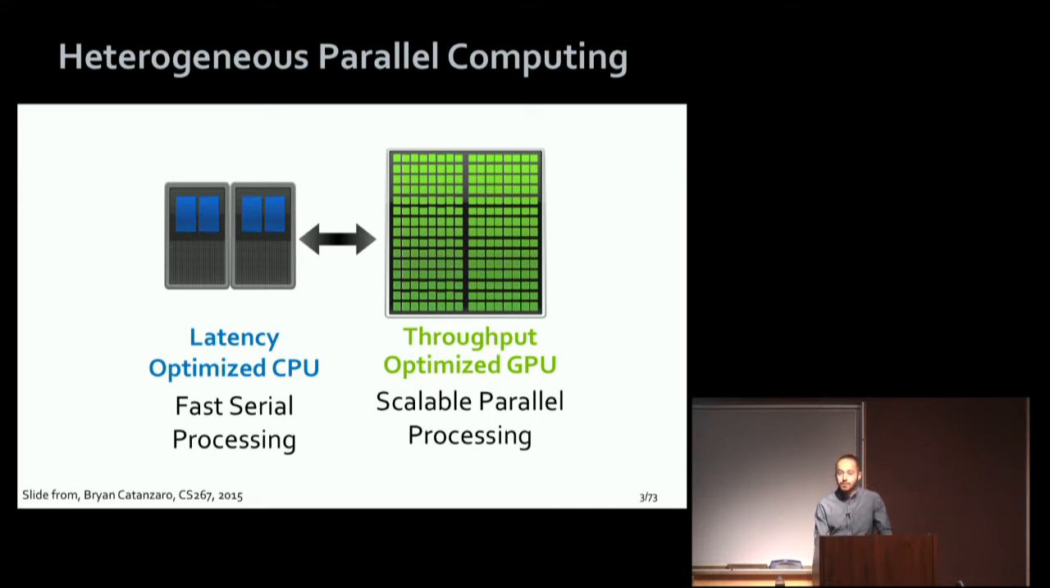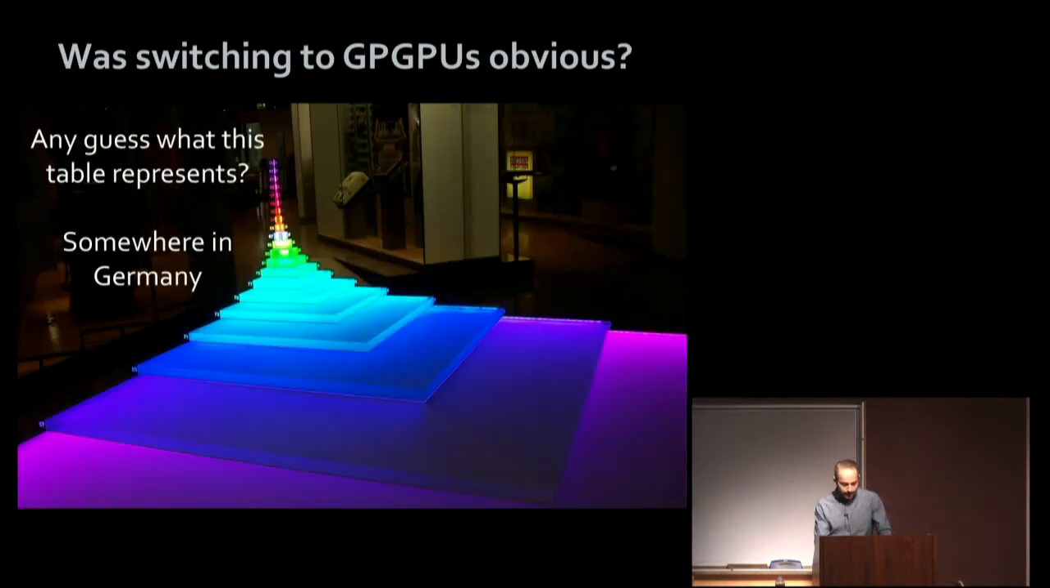But this was not always obvious. Now that things have been done, we look at it and say, okay, that's obvious. But it wasn't always like that. So does anybody know what this table represents? This is somewhere in Germany in a museum. Maybe take a guess. Moore's law? Yeah, very good.